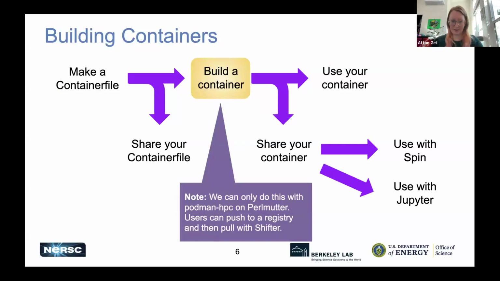And so we have our container file. Now, how do we build a container? On Perlmutter, you can only build containers using Podman HPC, but if you want to run with Shifter, you can also build some other way. You can push to a registry and then pull with Shifter. You can build however you want, or you can build on Perlmutter with Podman HPC, push that to the registry, and then pull with Shifter.